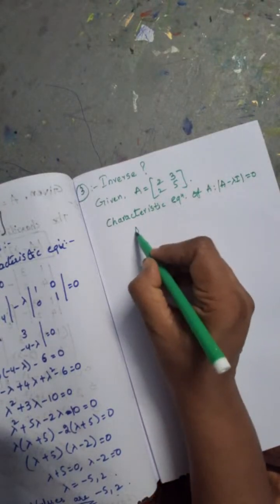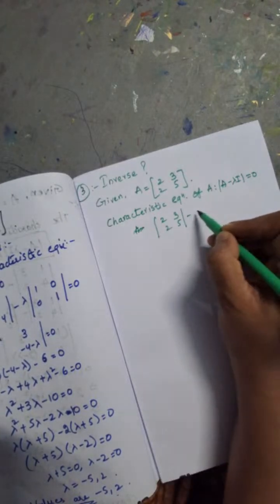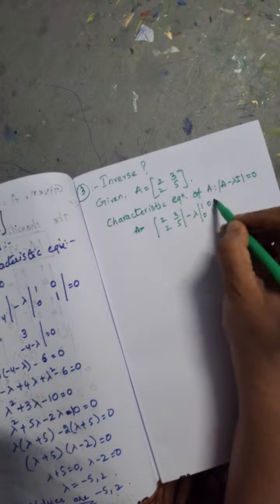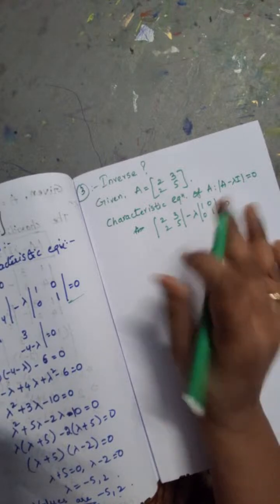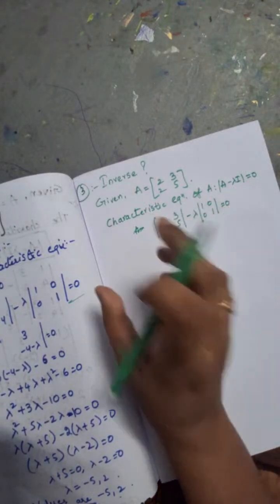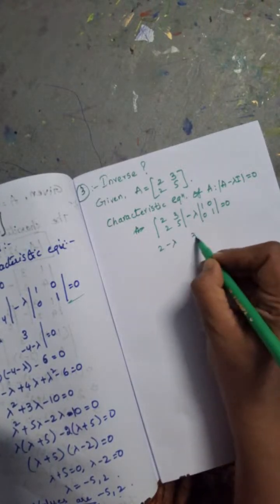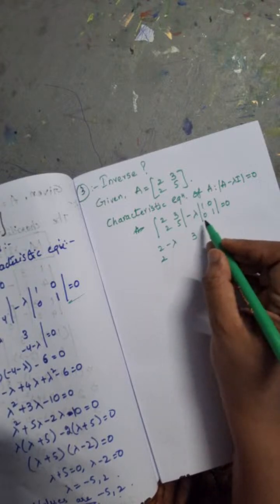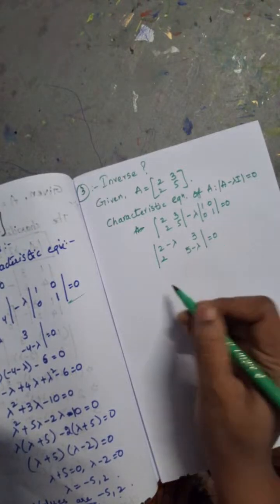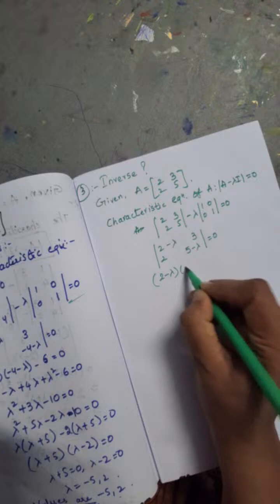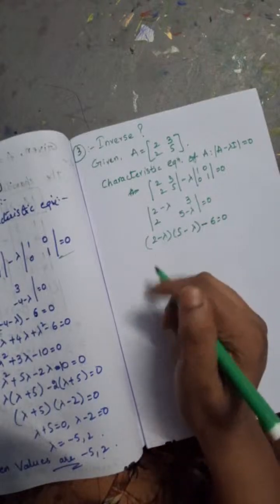So substitute: A - λI is, A is [2 3; 2 5], minus lambda into [1 0; 0 1]. Again we have to do the same process we did in the two problems. So now we have to find the lambda values first in this process, to find the inverse. Again, 2 minus lambda, 3, 2 minus 0, 5 minus lambda. Again AD minus BC: (2 - λ)(5 - λ) - 3 × 2 = 0. So again we have to factorize.